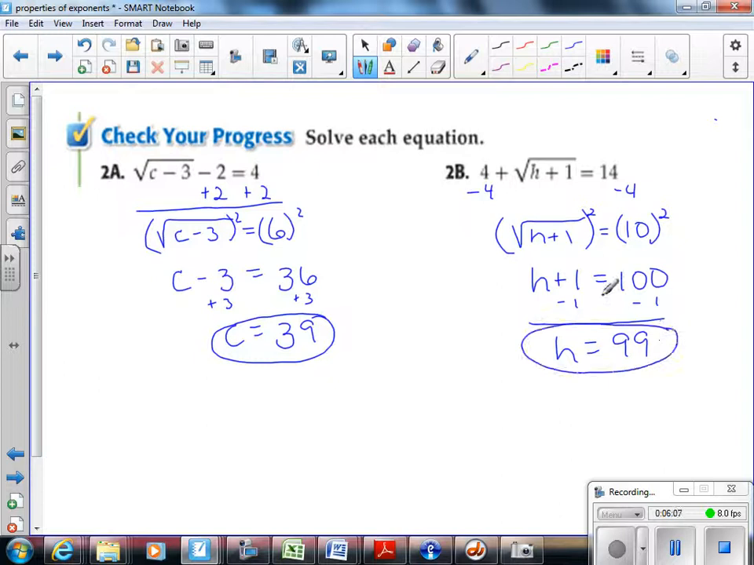And then I need to just do a quick check. 99 plus 1 is 100, and I can find the square root of 100. Okay, so that's basically how you solve an equation that involves a radical. Remember, the main thing you need to remember is that you need to get your radical sign all by itself first before you can then square both sides.